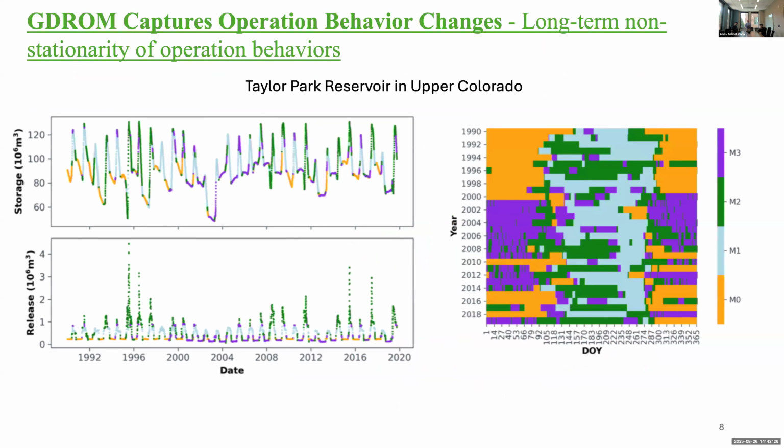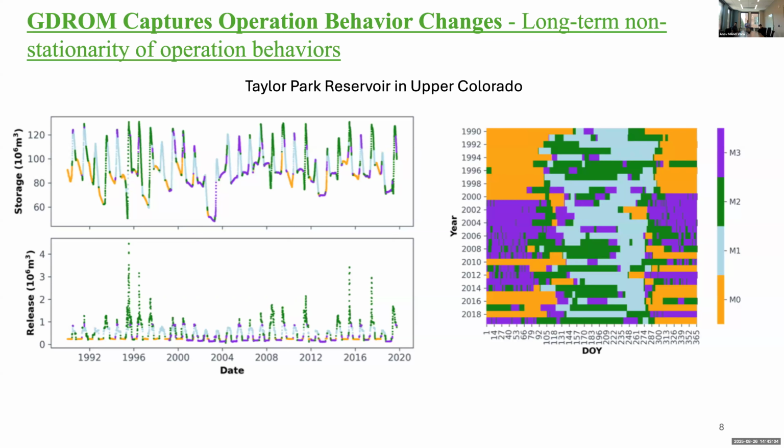And also if you look at the Taylor Park reservoir in Upper Colorado, for this one, I particularly want to show the long-term module application changes. The frequency change, we believe, will reflect the operator's behavior change. So for this reservoir, we have 4 modules, from M0 to M3. And M0 and M3 are constant modules, applied in no flow time periods.